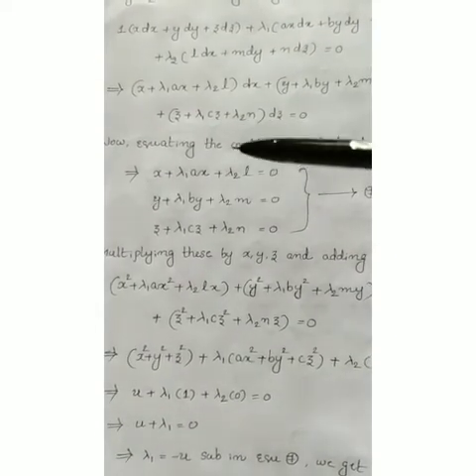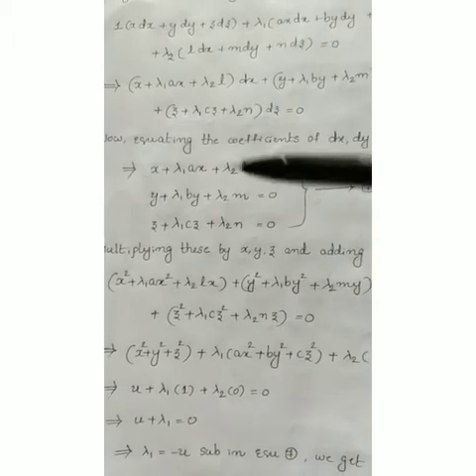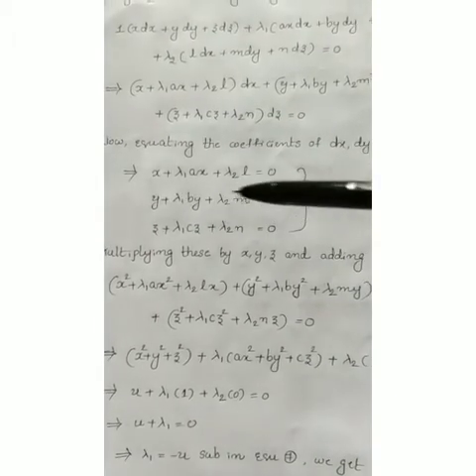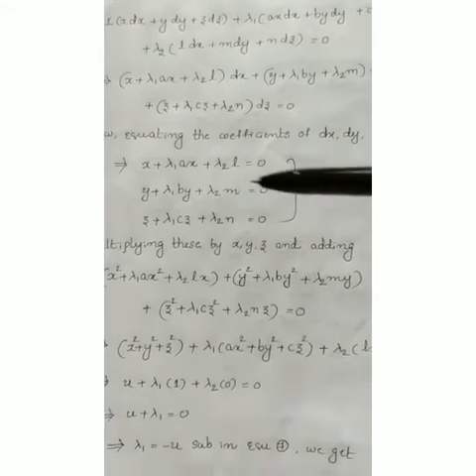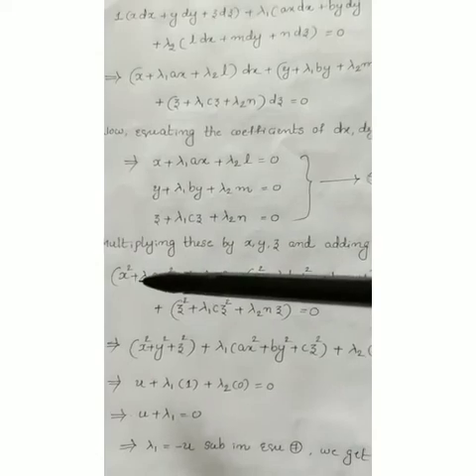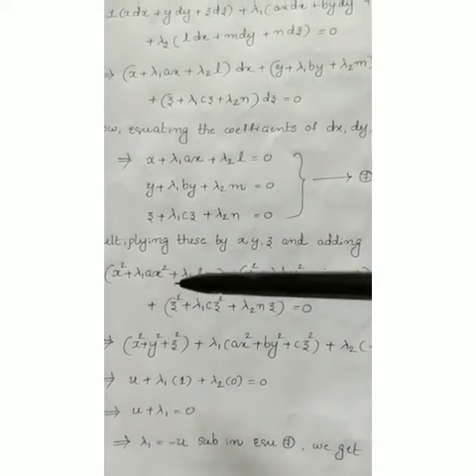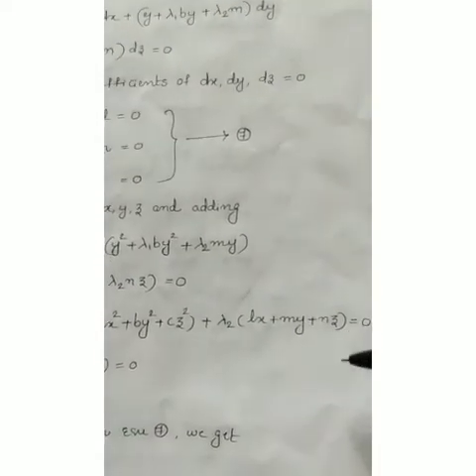x into (x + lambda 1 ax + lambda 2 l), plus y into (y + lambda 1 by + lambda 2 m), plus z into (z + lambda 1 cz + lambda 2 n) = 0. Now x² + y² + z² + lambda 1, taking lambda 1 as common, (ax² + by² + cz²) + lambda 2 into (lx + my + nz) = 0.